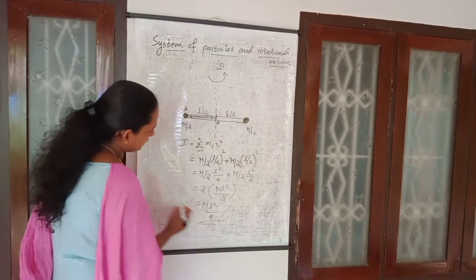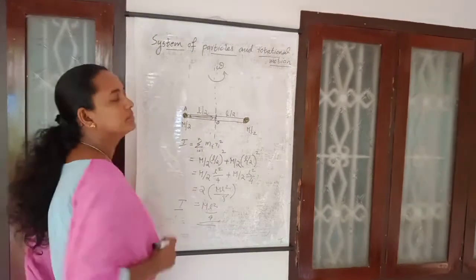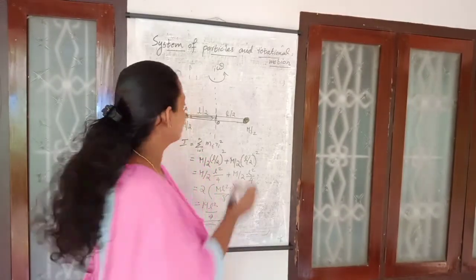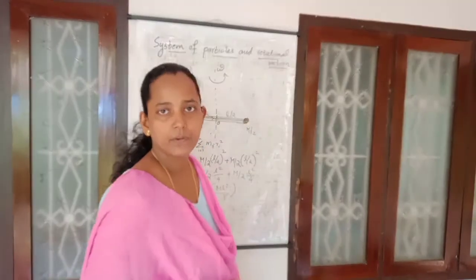So this is the expression for the moment of inertia of a rod which is attached with masses of m by 2 at its ends. And this is a light rod. That is why we are not considering its mass. Okay.